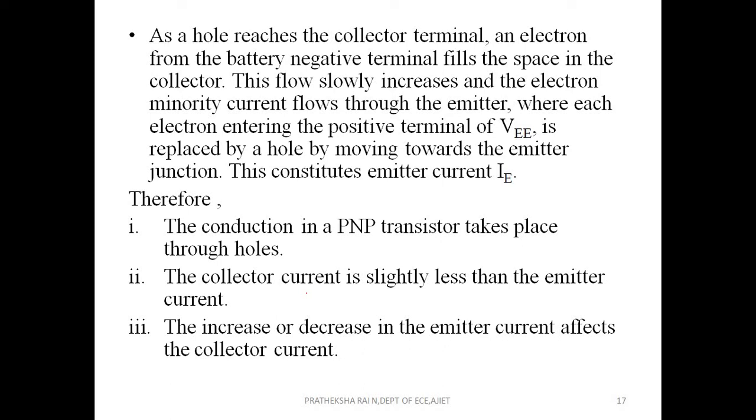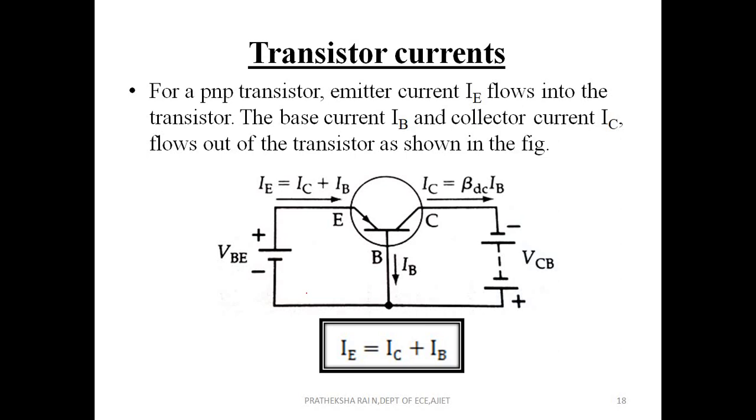The collector current is slightly less than the emitter current. The increase or decrease in the emitter current affects the collector current. So these are the important features in the operation of NPN and PNP transistor. Now let us see what the transistor currents flowing in a PNP transistor are.